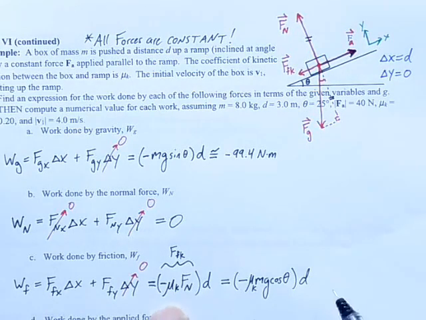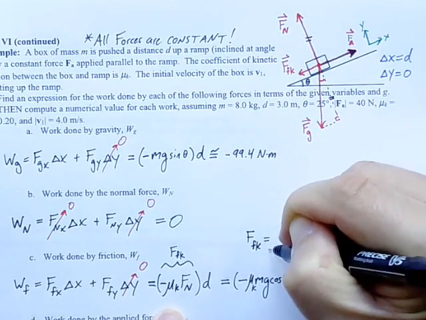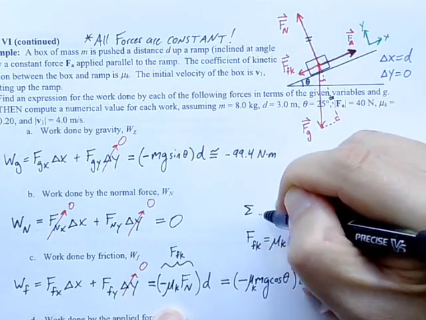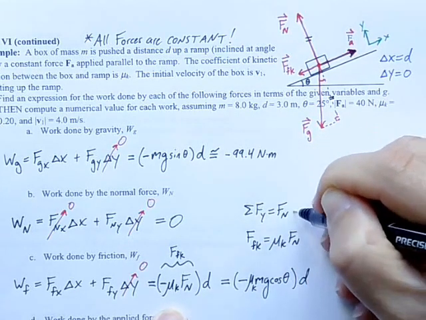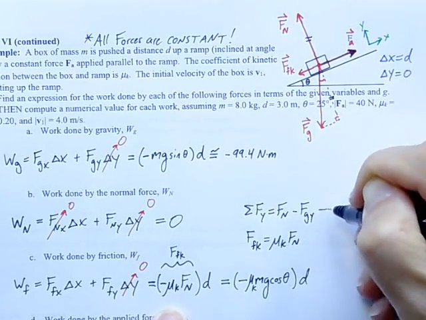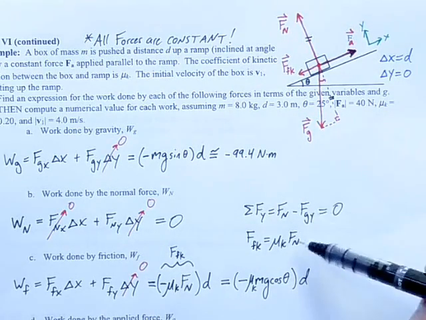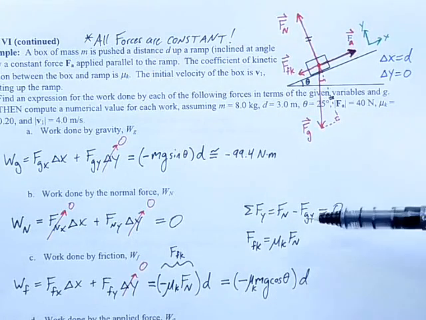If you were writing this up formally, you would want to indicate off to the side. You'd want to state the equation that Ffk equals mu k Fn, and then you'd also want to state that the sum of forces in the y direction, Fn minus Fgy, equals zero. Communicating to the reader exactly how you arrived at this expression here. So you'd want to state those two things off to the side.